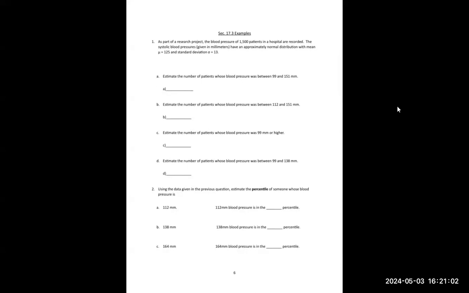So here's the first problem. As a part of a research project, the blood pressure of 1,500 patients in a hospital are recorded. This is systolic blood pressures given in millimeters, and they have an approximately normal distribution with mean 125 and standard deviation of 13. So let's go ahead and draw that picture.